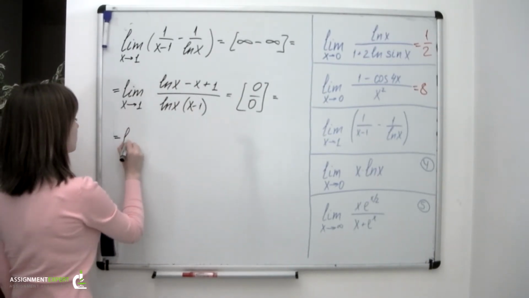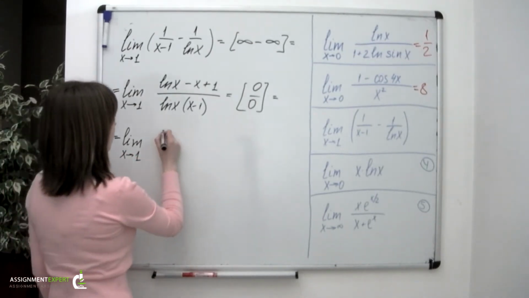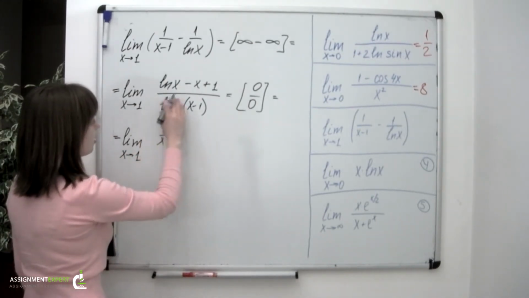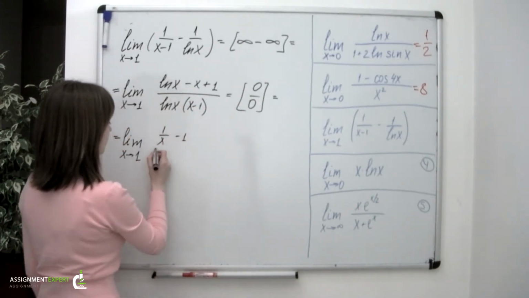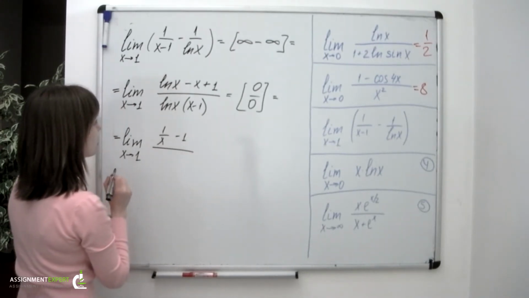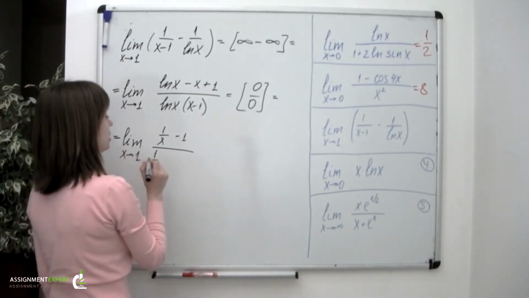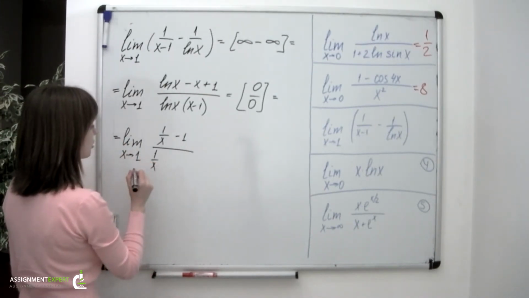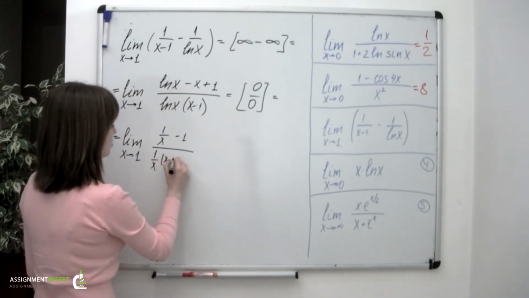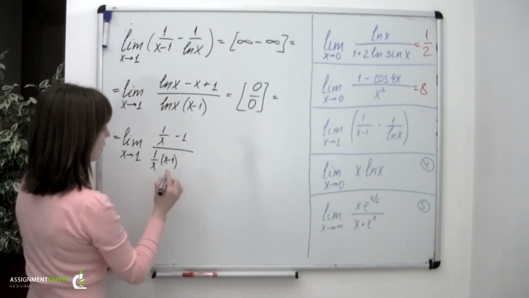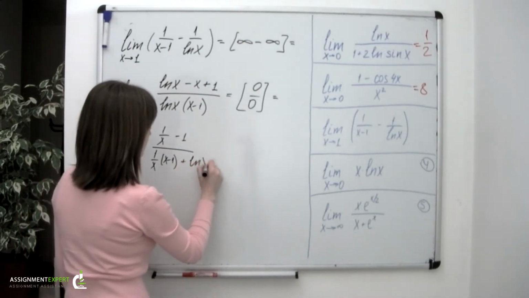So we have the limit as x approaches 1 of the derivative of the numerator, which is 1 over x minus 1, divided by the derivative of the denominator, which is 1 over x times x minus 1 plus ln of x.